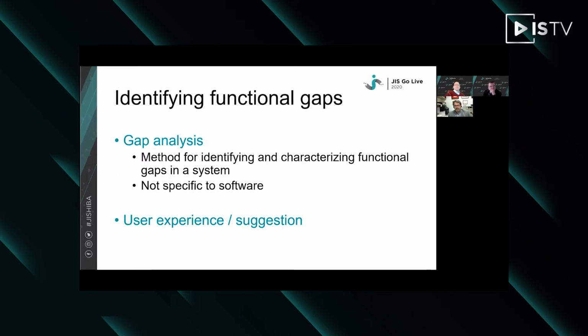So how might you identify these functional gaps? Well, the traditional answer to this is to do a gap analysis. I'm not going to get too in depth on this, but this is really a formal method for identifying and characterizing functional gaps in a system. However, the more common way in which we identify functional gaps is just from reports from users who identify these areas through using the system and noting that it does not match well to the existing or desired workflow.